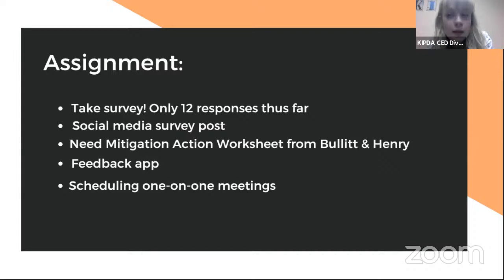Again, going back to the feedback map, please fill out the feedback app, as Danielle said. That gives us this localized knowledge. We wouldn't have known about the sinkhole in Oldham County, so thank you, Jim, for that. And then I'll also be reaching out to schedule one-on-one meetings to discuss mitigation actions as well as any localized issues. So that's going to be happening.